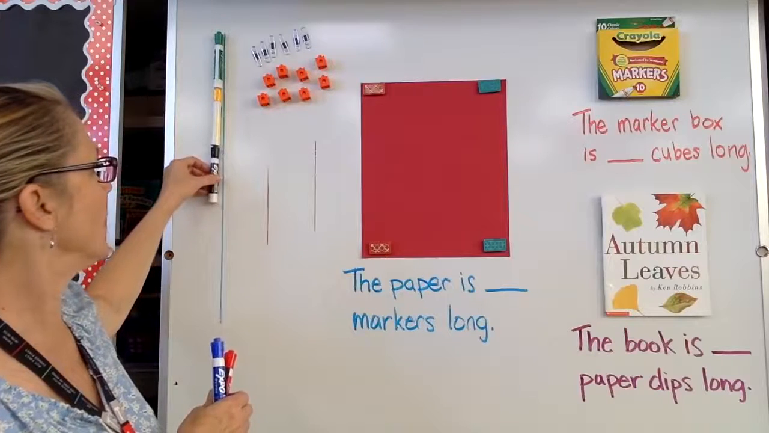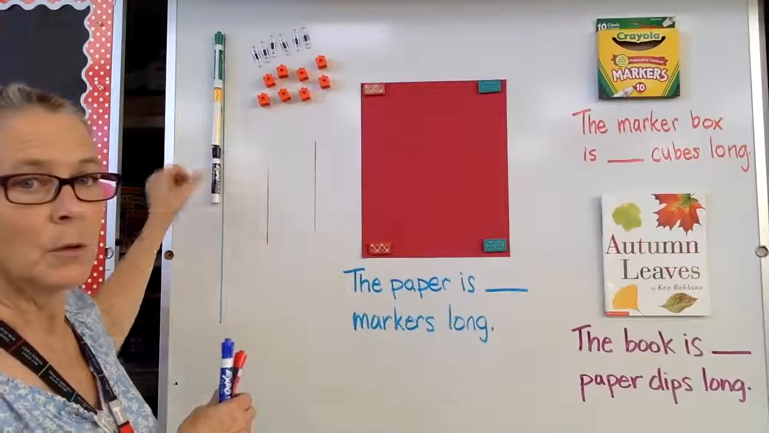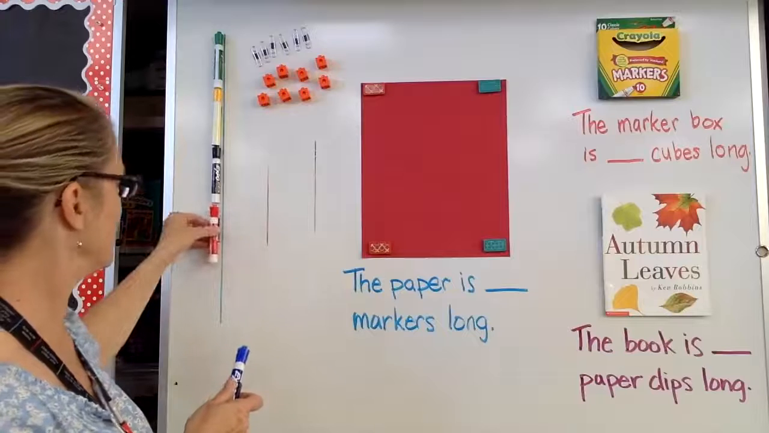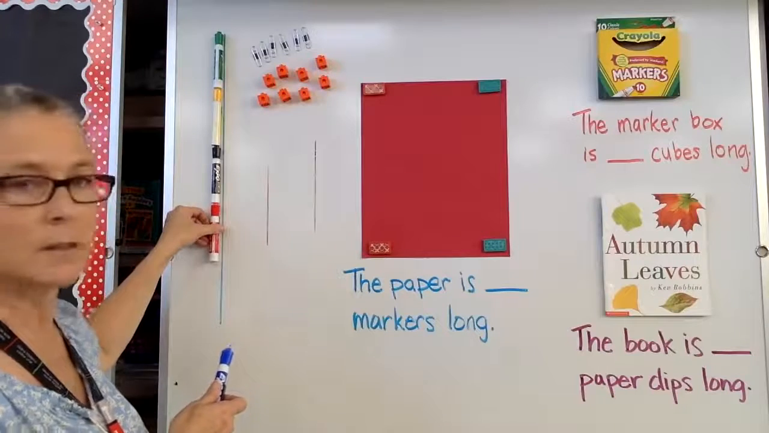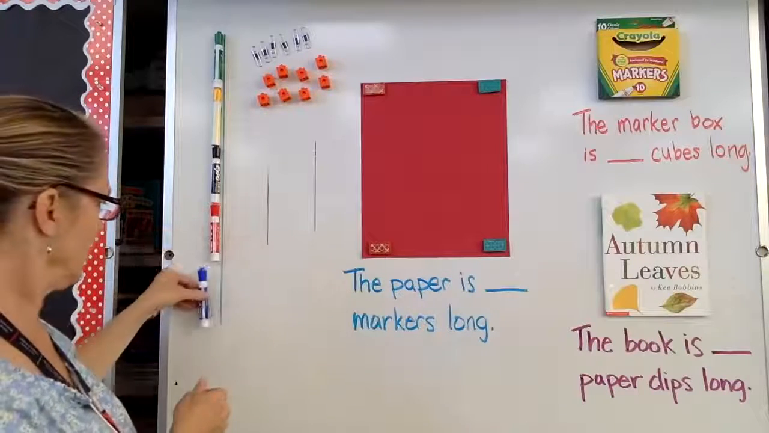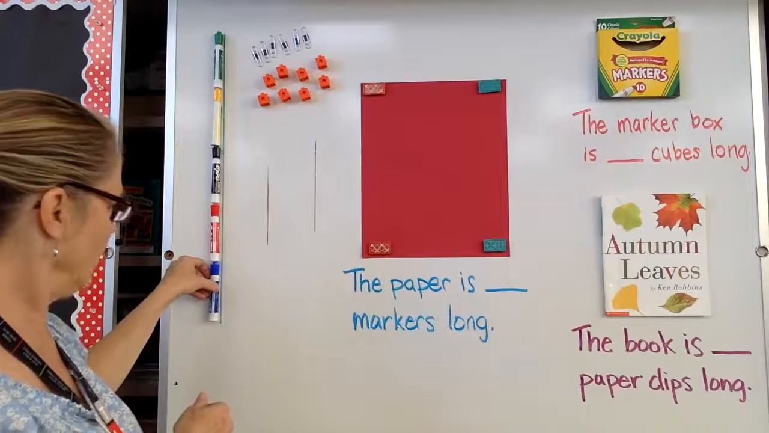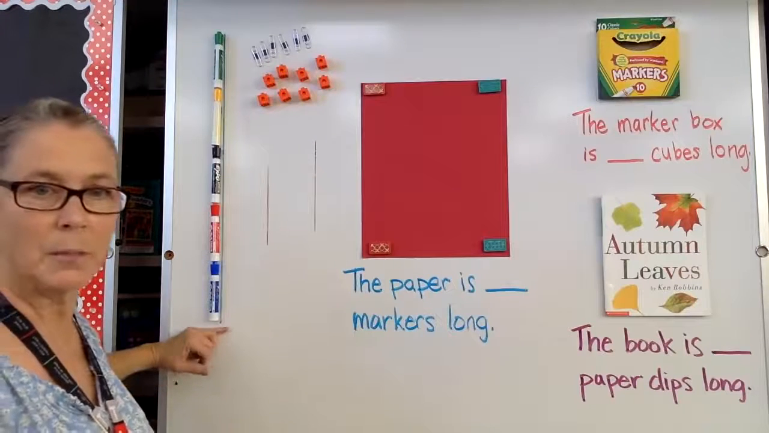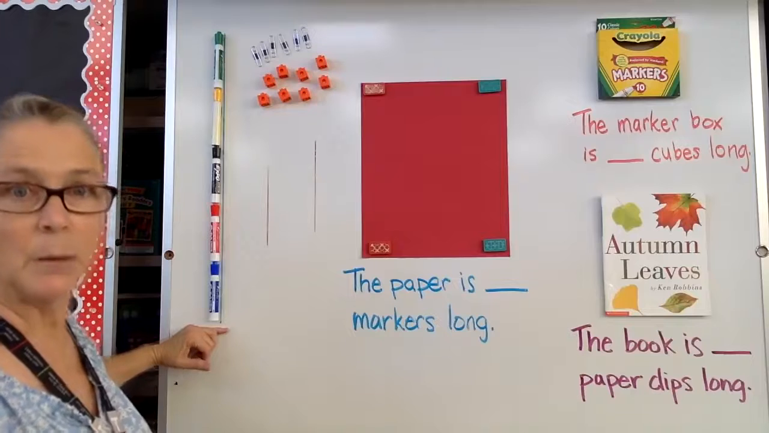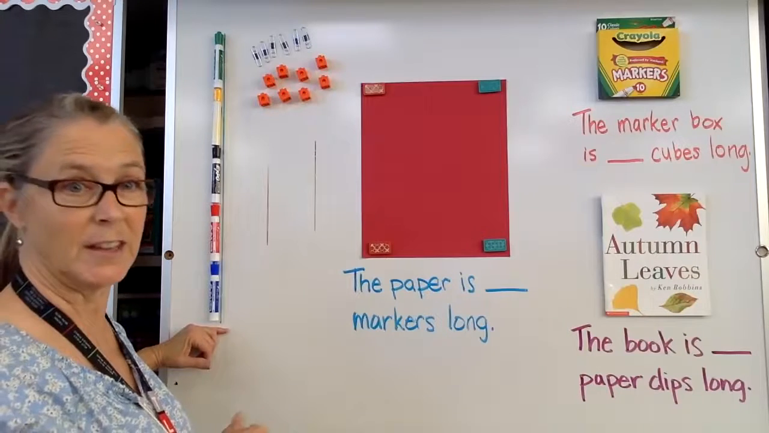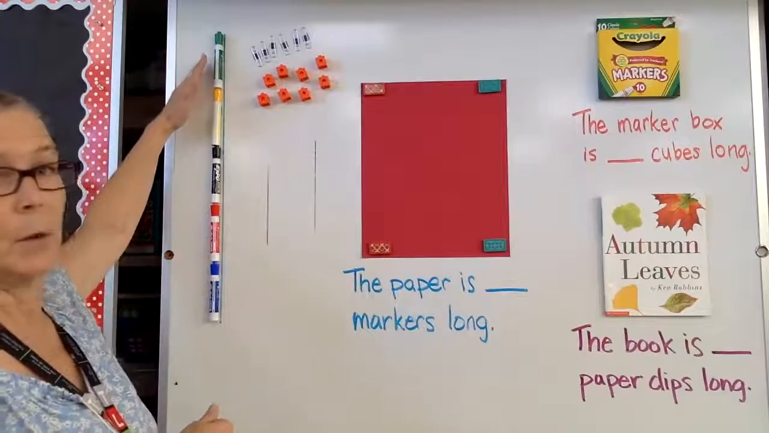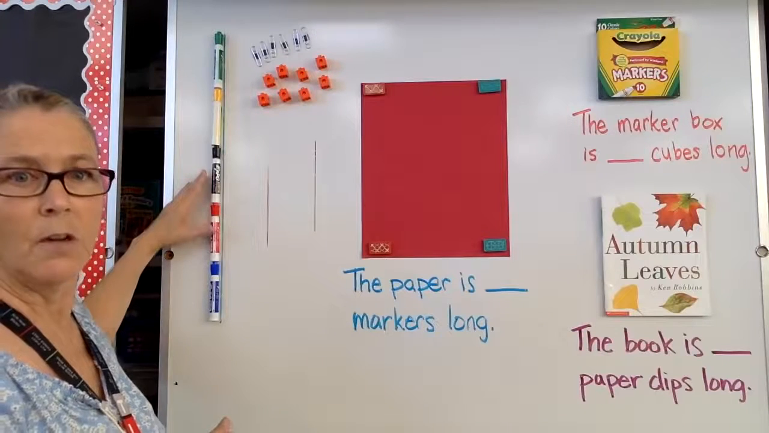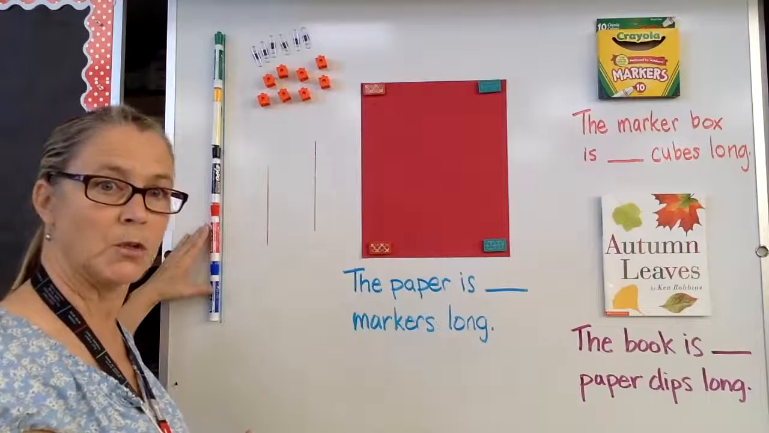So we'll continue to add markers one at a time, making sure they're touching. No gaps, no space. Okay? So now here, this comes all the way to the bottom of the line. So let's see how many markers we have. The length of this line is 1, 2, 3, 4, 5 markers long.